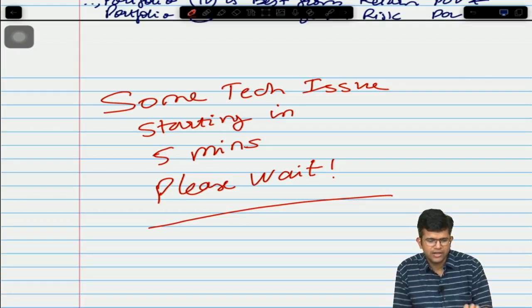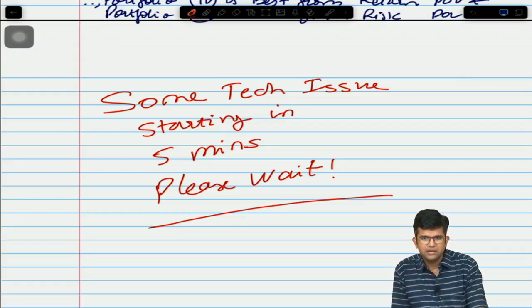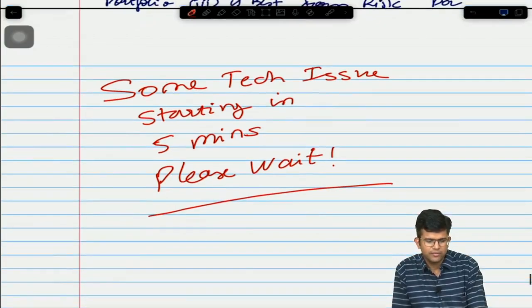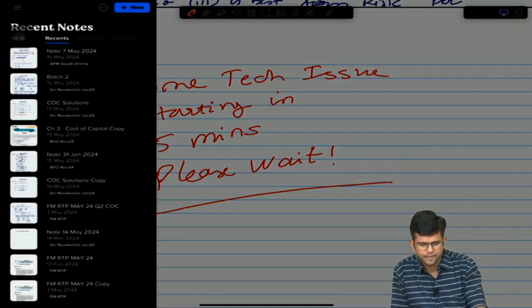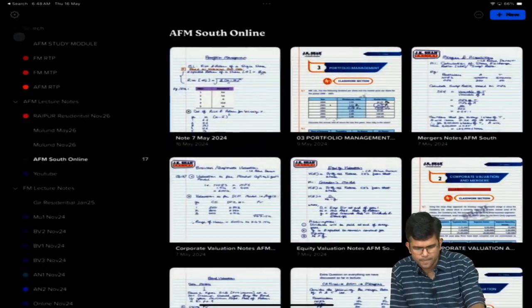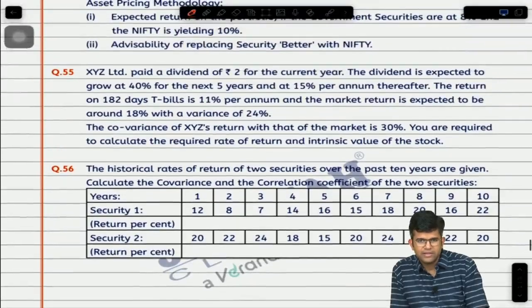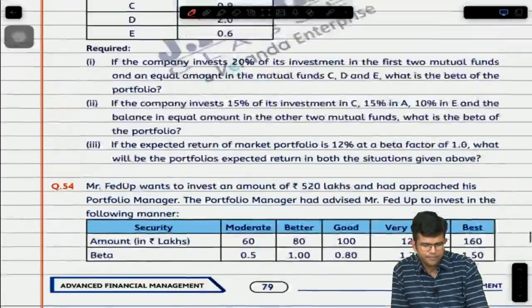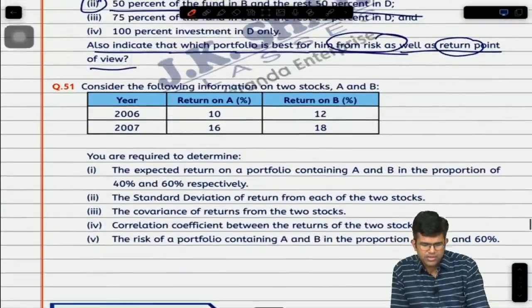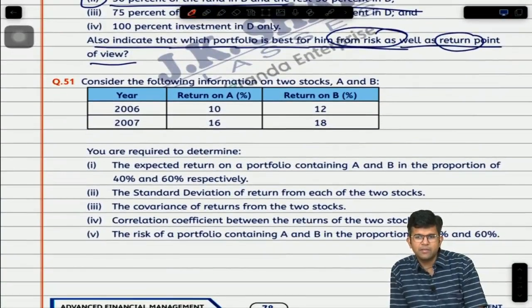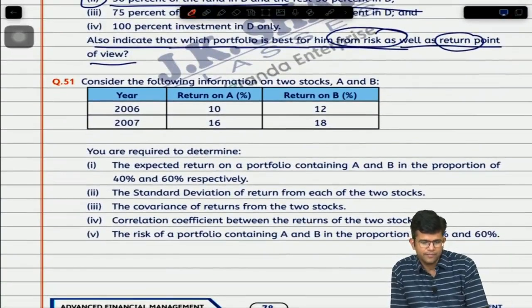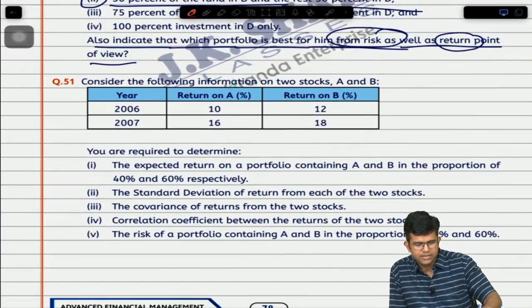Now, what is the answer you are getting? 56. Rxy is how much? Minus 0.06, something like that. Correct. Minus 0.06. Okay. So, students, let's go ahead. Everyone, please come to question number 51.